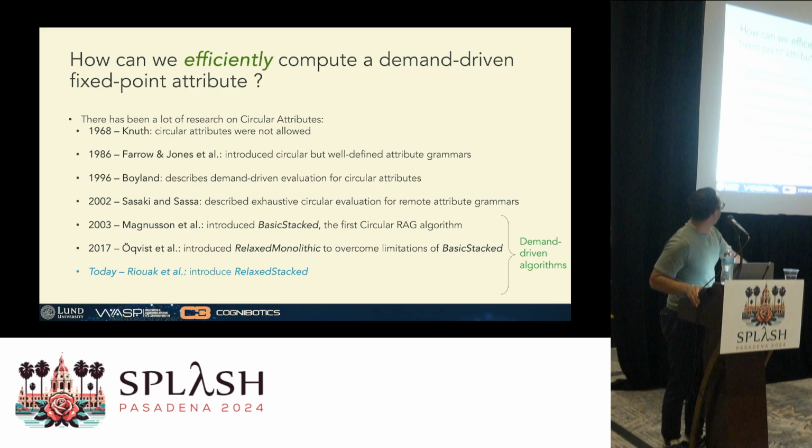And in 2003, Magnusson introduced the first algorithm for computing circular reference attribute grammars, which is called the basic stack. In 2017, Öqvist presented the relaxed monolithic, which is an algorithm that is supposed to overcome the limitations of the basic stack. And today, I will present the relaxed stack, which overcomes the limitations of the relaxed monolithic. So since everything is built on top of the basic stack, I will start from there.